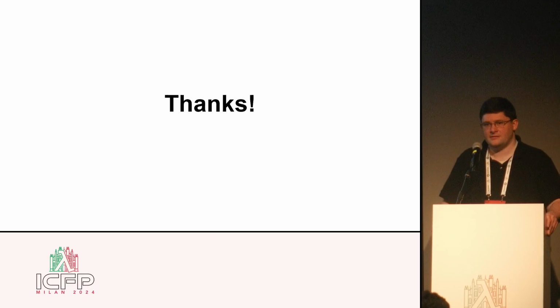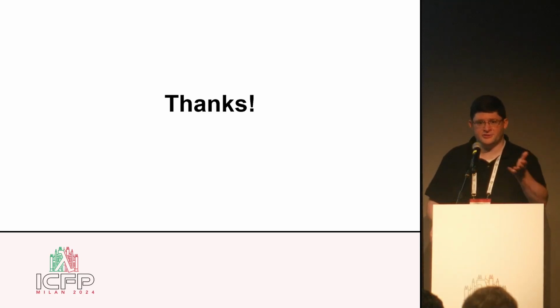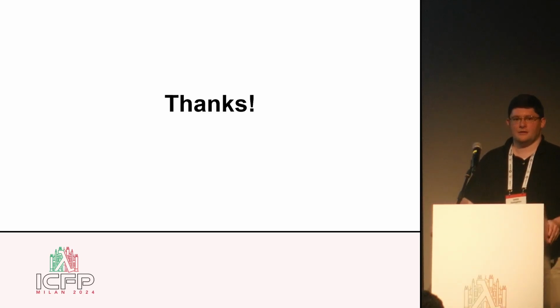Yeah. I think objects would be less efficient. A version that used row polymorphism would be less efficient, which flex records don't use. All right, thank you.